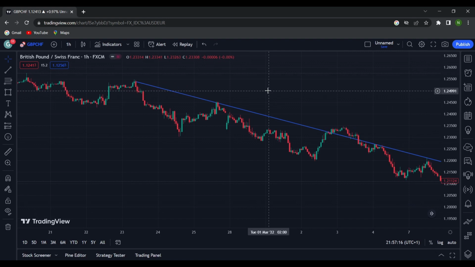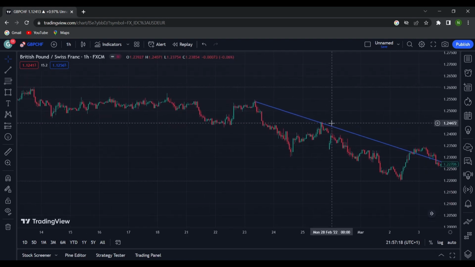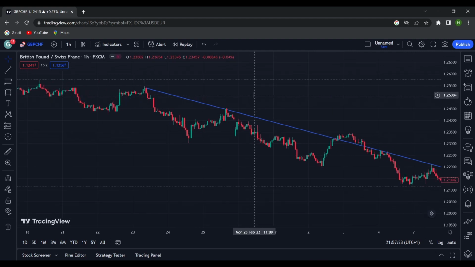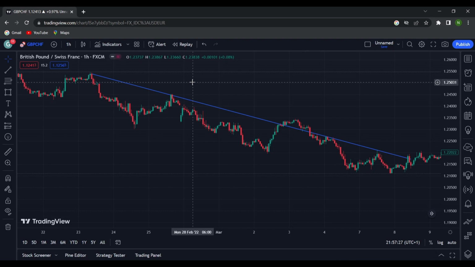So you'll see how you feel about this, because obviously you can connect any two highs or lows and make a trend line. That doesn't mean that it's a valid trend line that will be respected like a support or resistance zone. So keep that in mind when drawing trend lines.